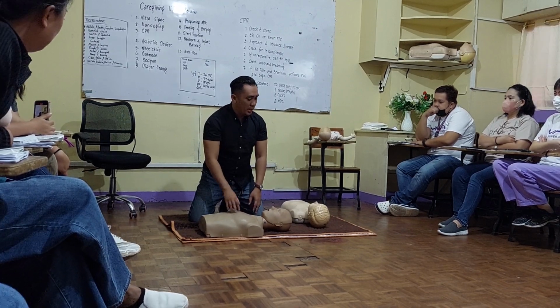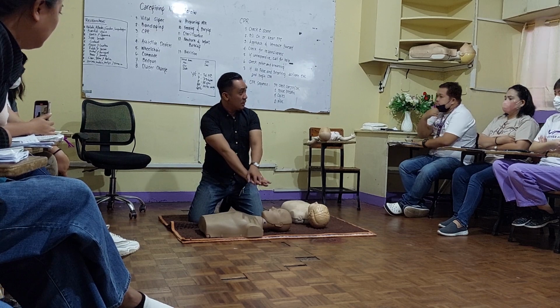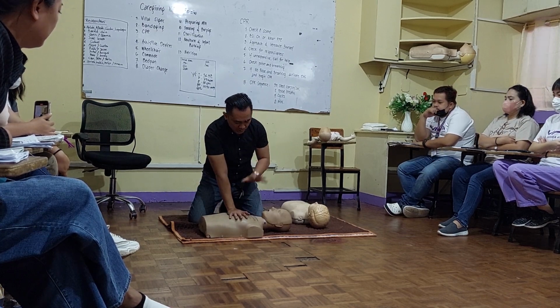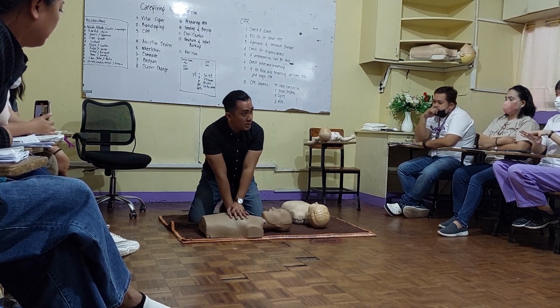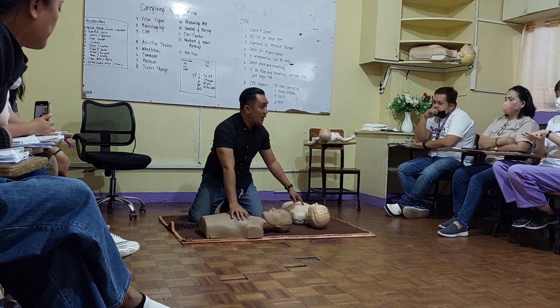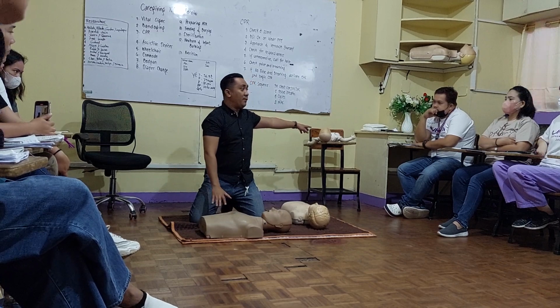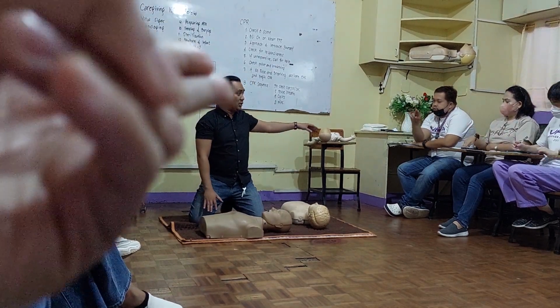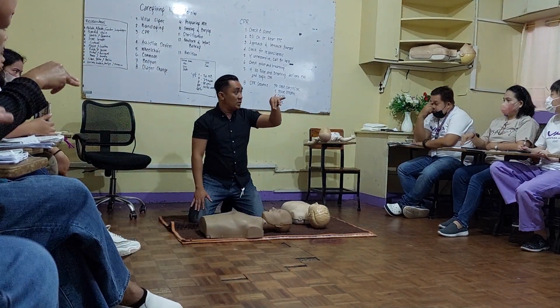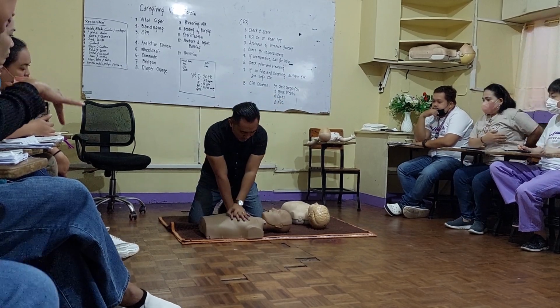Now for an adult, it should be two hands. Your dominant hand will be on the chest, the other hand will be the lock or support. If you have a child dummy, use one hand. If you have an infant patient, you can use your fingers as well. Get it? Alright, so let's start with adults.